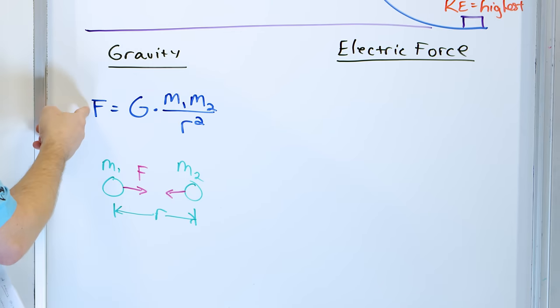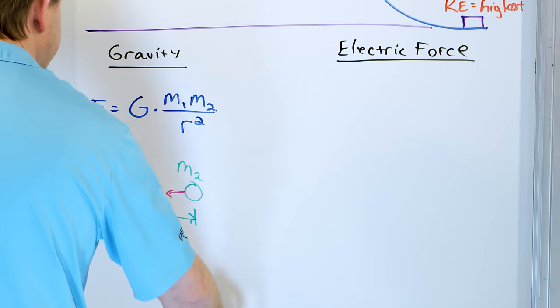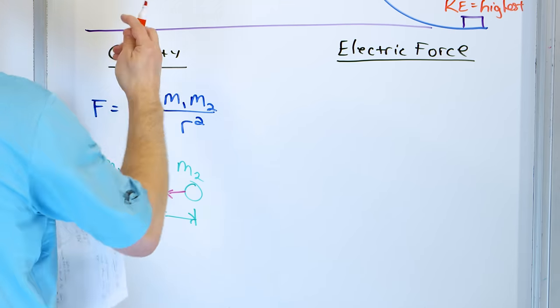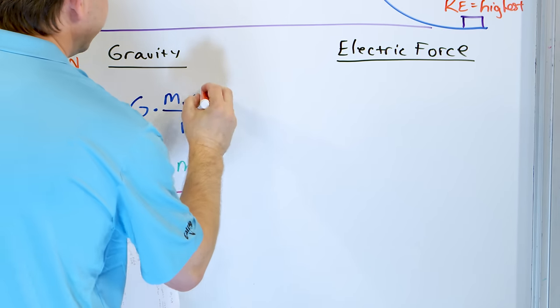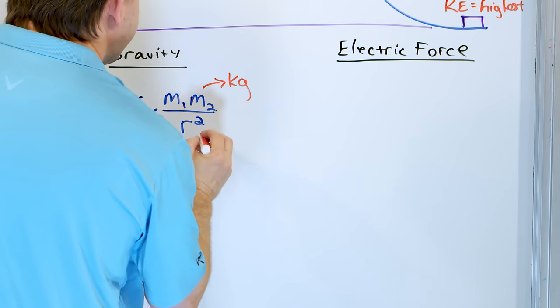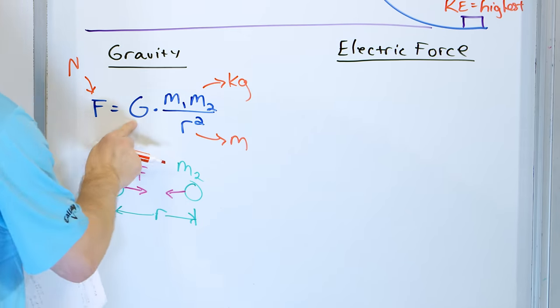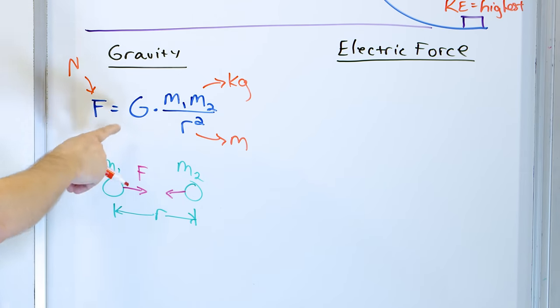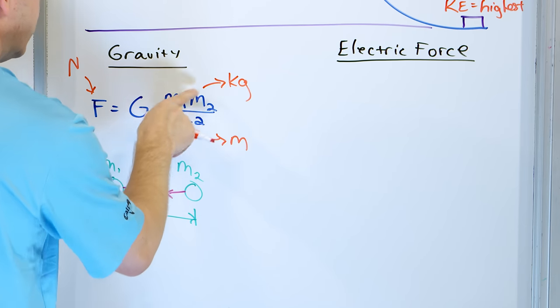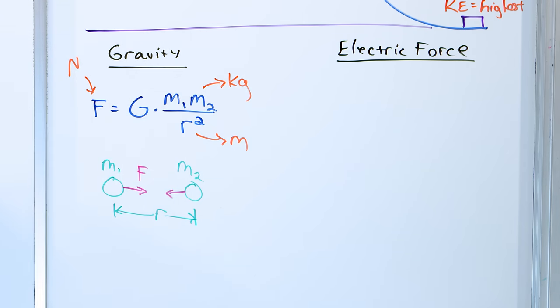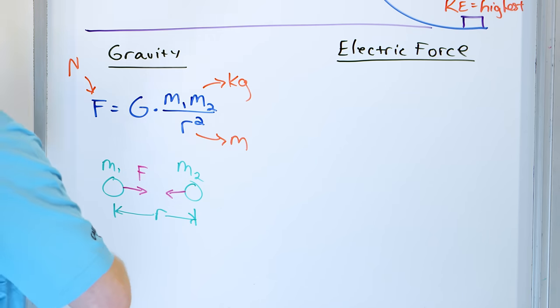Then you get a force which is in, can you take a guess? The force is gonna be in newtons. So this is newtons, and then these are in kilograms, and these are in meters. And the units of G are chosen, you can look in a physics book and look at the units of G, but basically you put in kilograms, meters, and then you multiply by G and out spits a force in newtons. Now, why are we saying all this stuff?